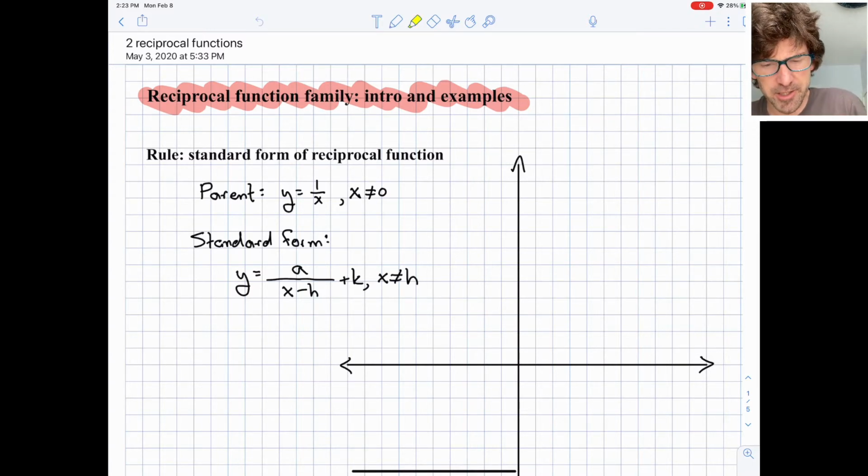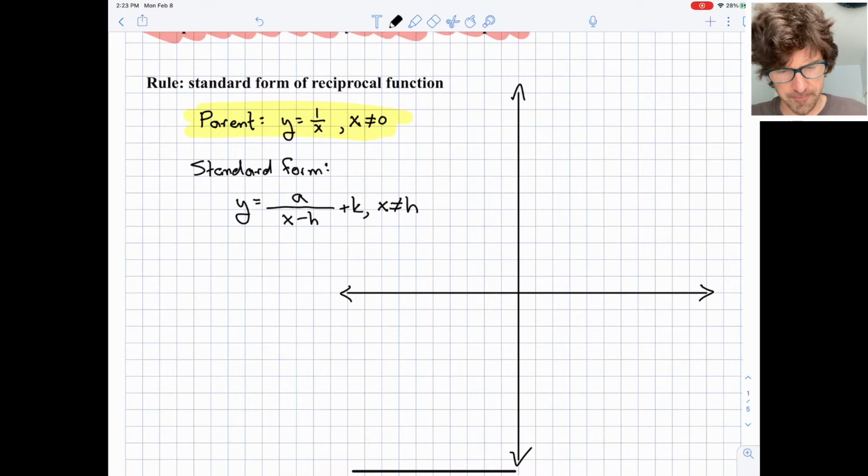Our parent function is probably the most important one to just really think about. This is where all other rational functions are derived from. y is equal to 1 over x. Okay, and so I'll go ahead and graph that parent function right now and plot some points by hand and give you a sense of what that function looks like.